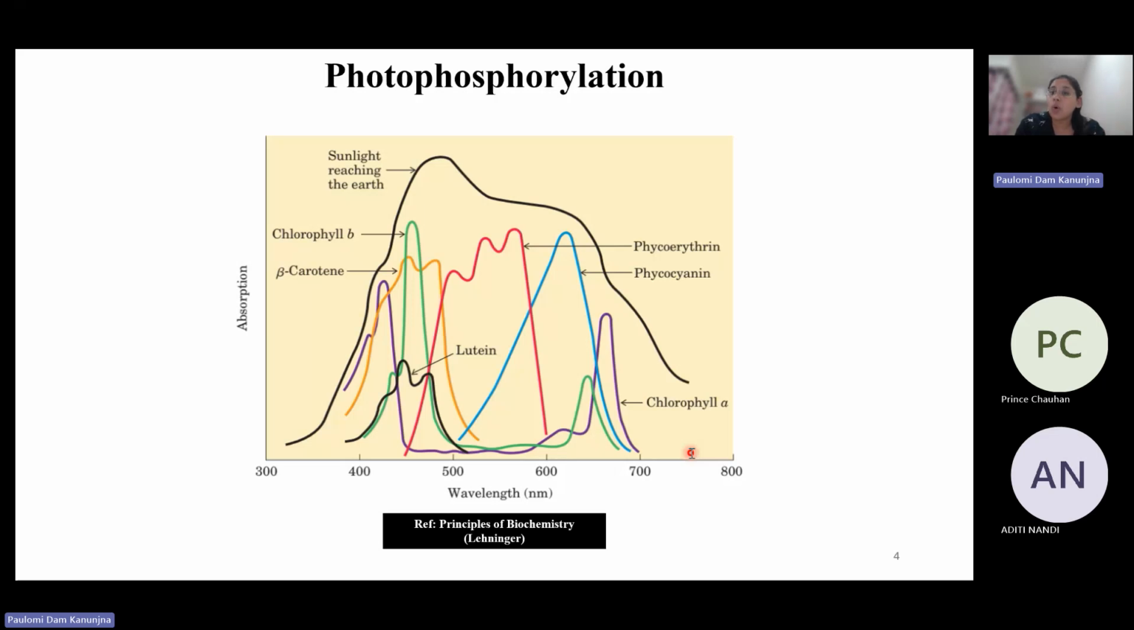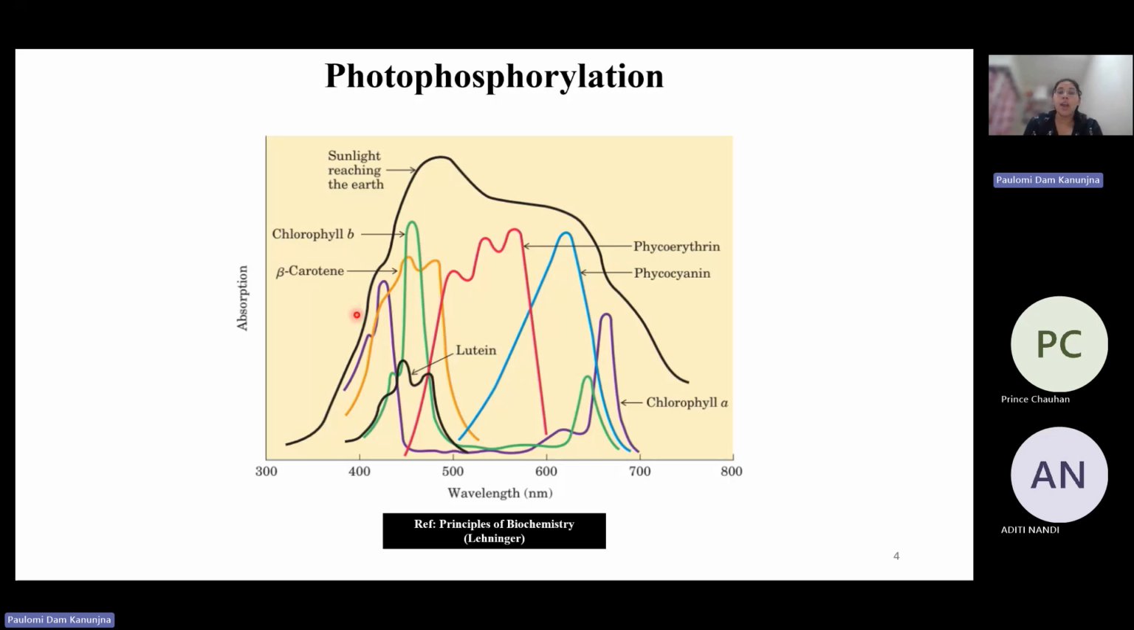And it's not the only light absorbing pigment that is there in the plants, or that is there in the chloroplast. You have several other components, and all these pigments are there on your slide. You have phycocyanin, lutein, beta carotene, and all these are important because they absorb light at different wavelengths, they have different absorption spectra.